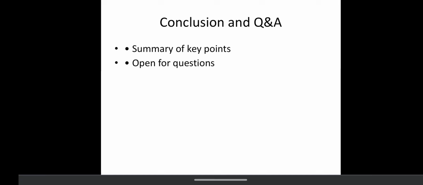Conclusion and summary of key points, open for questions. Okay, this is the conclusion and the summary of key points, open for questions. It can be used in the clustered system.